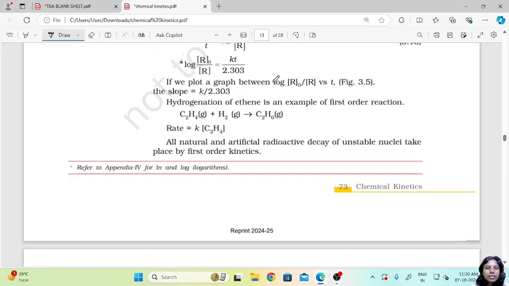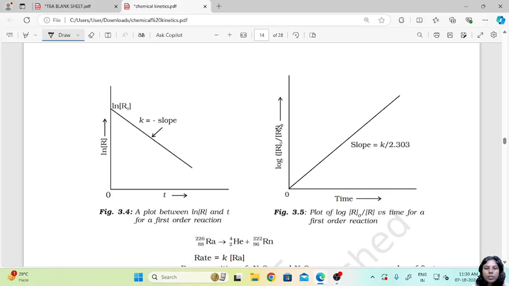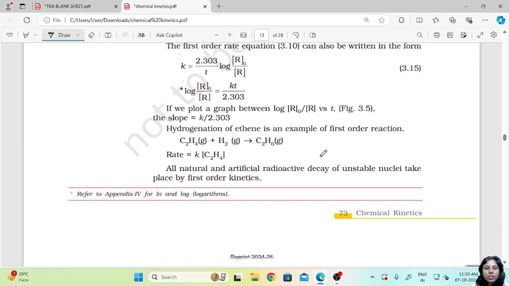So if we plot this now, if you have log of R0 upon R, if you plot this against time, the slope will be equal to k upon 2.303.